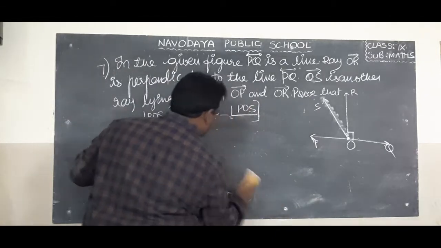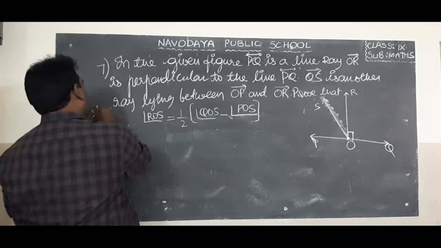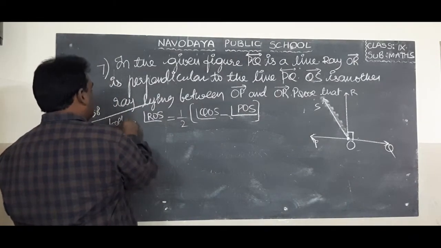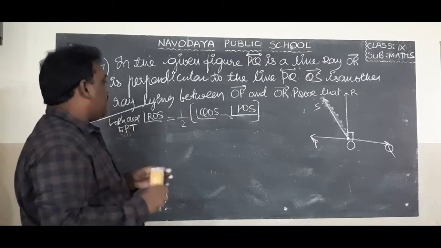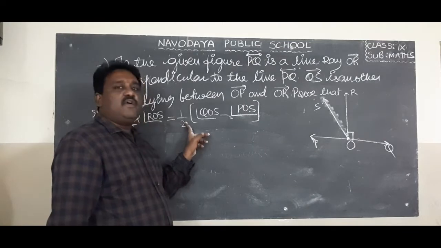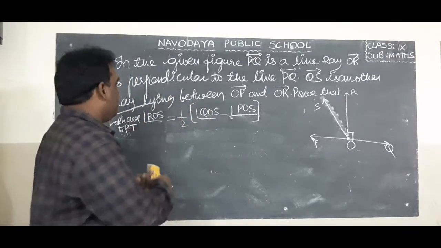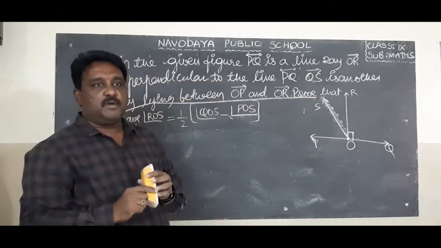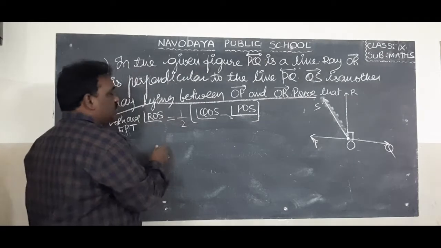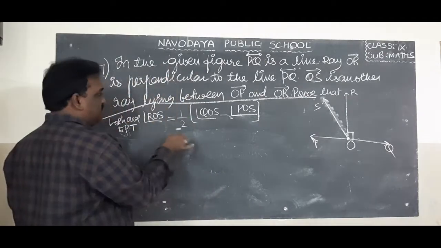We have to prove that angle ROS equals half of angle QOS minus half of angle POS. So that one we have to prove. That is about the problem. Then how to get the answer? How to do the problem? See the problem. See the steps.